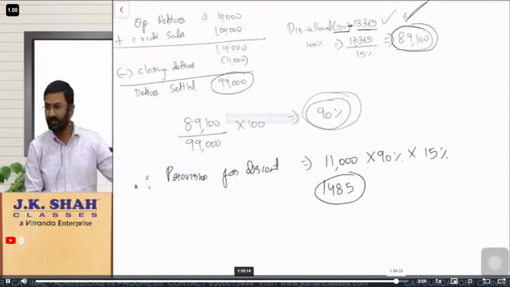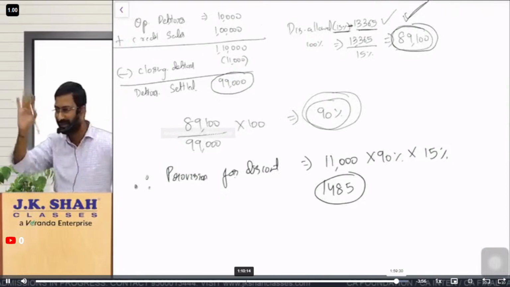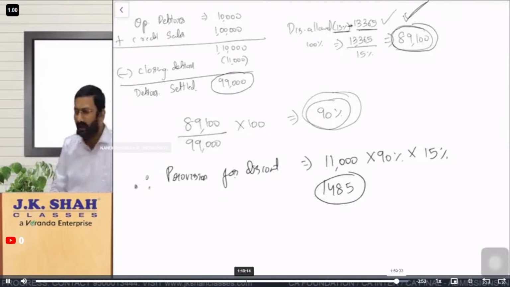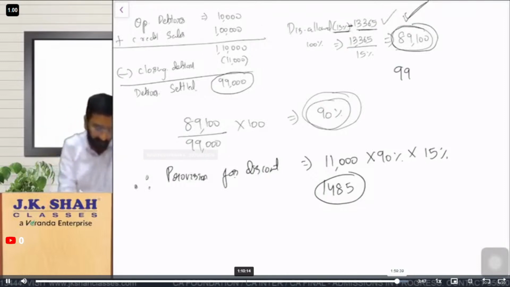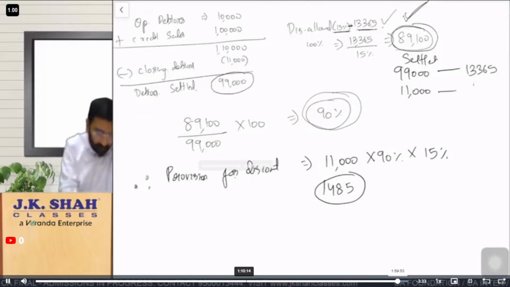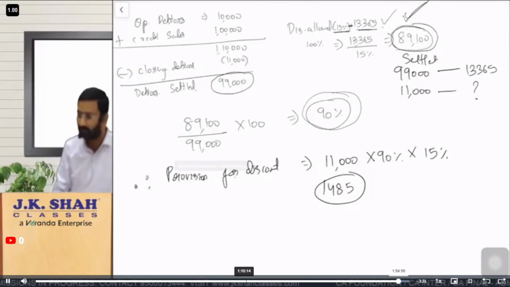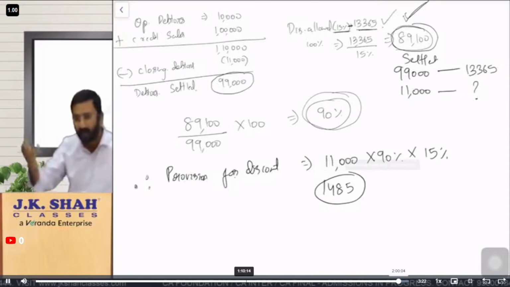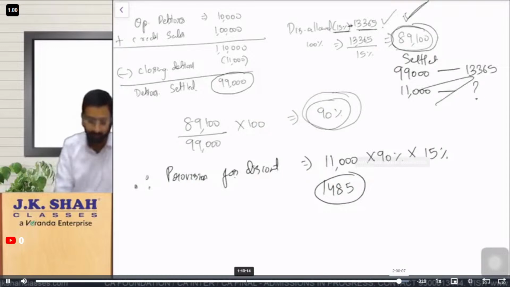See, all of you, just hold on for a minute. But during the year, how much is settled? 99,000 settled. For 99,000 settlement, how much discount is given? 13,365. During the next year, how much is going to be settled? 11,000. How much provision? 1,485. For 99,000 settlement, 13,365 is the discount. For 11,000 settlement, it's going to be 1,485. This is my answer.